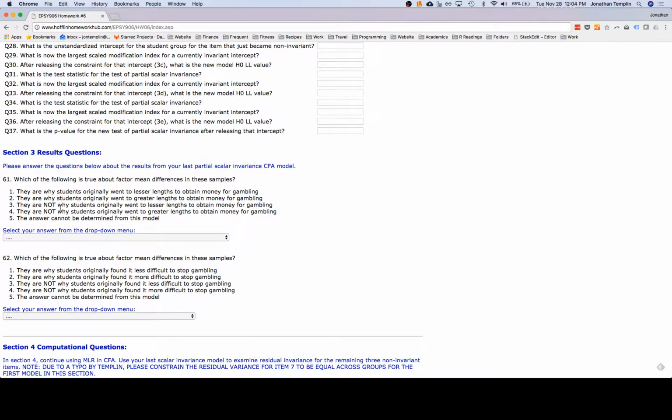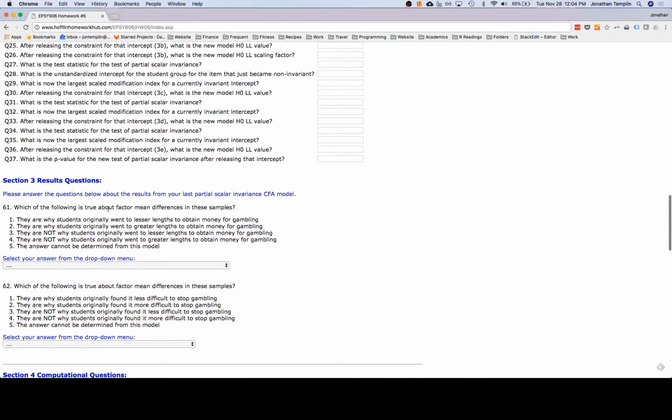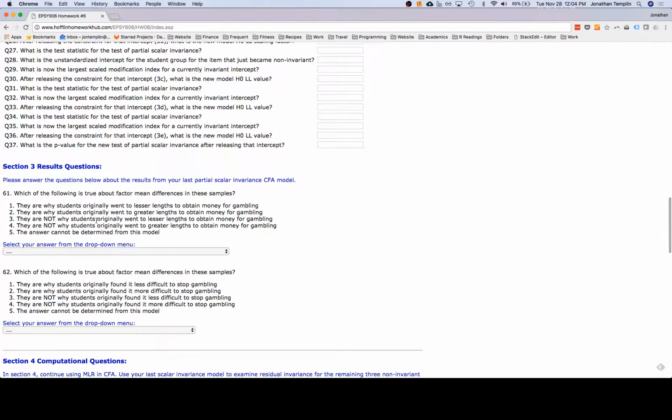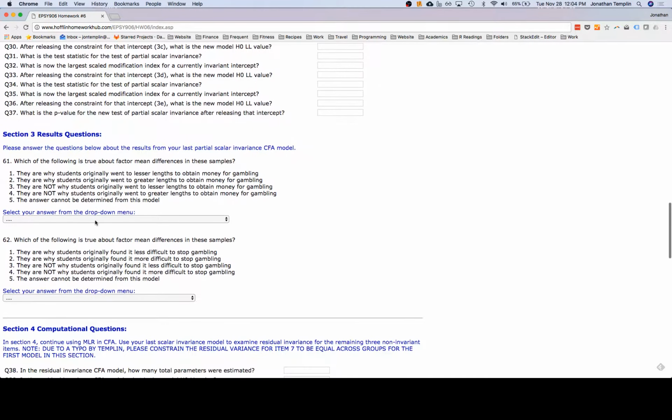That should be with respect to the final model itself, the last model that you ran. Oh, okay. And then the last model output, and I'll just look at the student. That's right. And that was 61, 62. Which of the following is true about factor mean difference? Same thing. Okay.